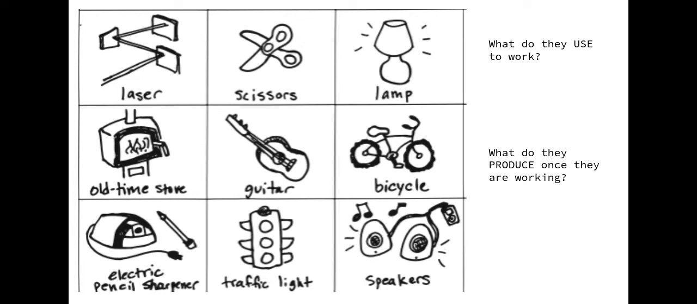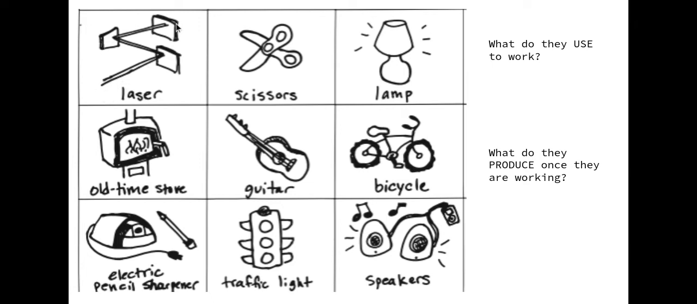So these are some examples. What we want to know is, what do they use to work? What forms of energy, and what do they produce once they are working? So if we look at the laser, in order for us to turn on the little laser in the corner, we have to use mechanical energy to turn it on, and it also has to use electricity, or electrical energy, to work. So the laser uses electrical and mechanical, but it produces light, making this beam shine off and reflect.